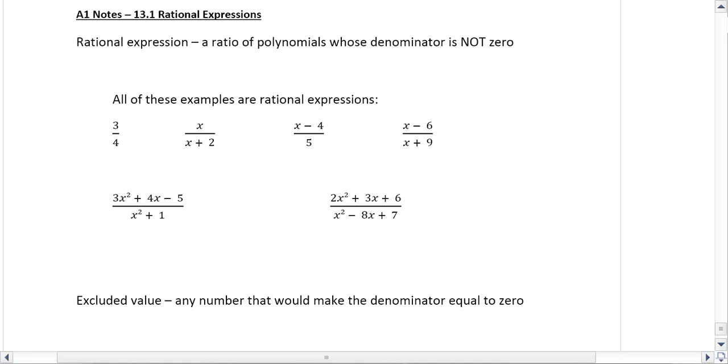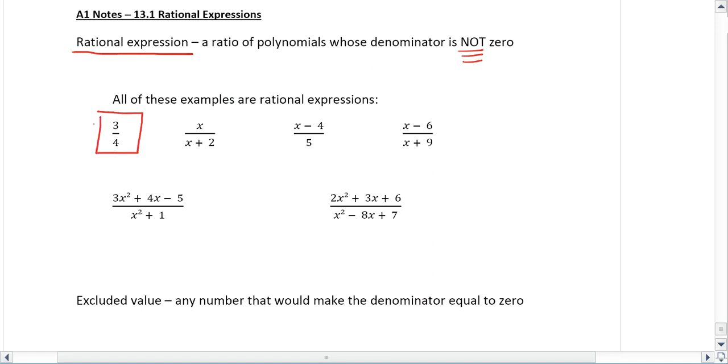This video is for Algebra 1, Chapter 13, Section 1, Rational Expressions. A rational expression is simply a fraction with polynomials. It's defined to be a ratio of polynomials, but we have to clarify that the denominator can never be zero. So rational expressions are just fractions, and you have been dealing with rational expressions since like third grade, but we just didn't call them that.